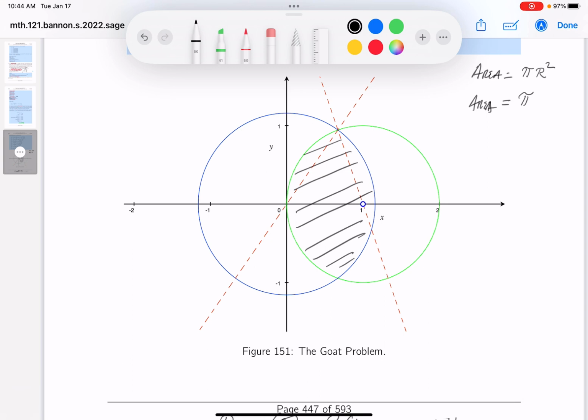So we want that area here. We want this area here to be half that field, which would be pi over 2. All right? And this is the problem. We have to do that now.